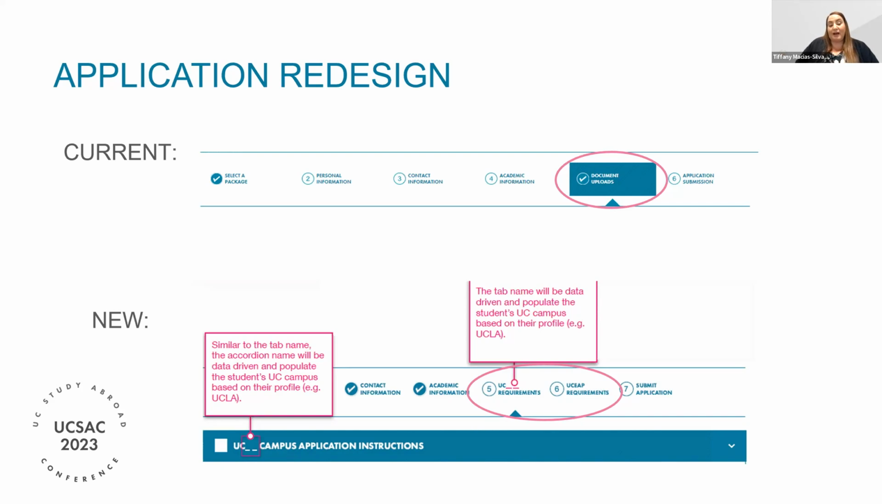In the new design, the application form, there will be 2 tabs. One will be for items required by their UC campus, and the other will be for items required by UCEAP, and then staff will be able to review the items in their respective tabs.